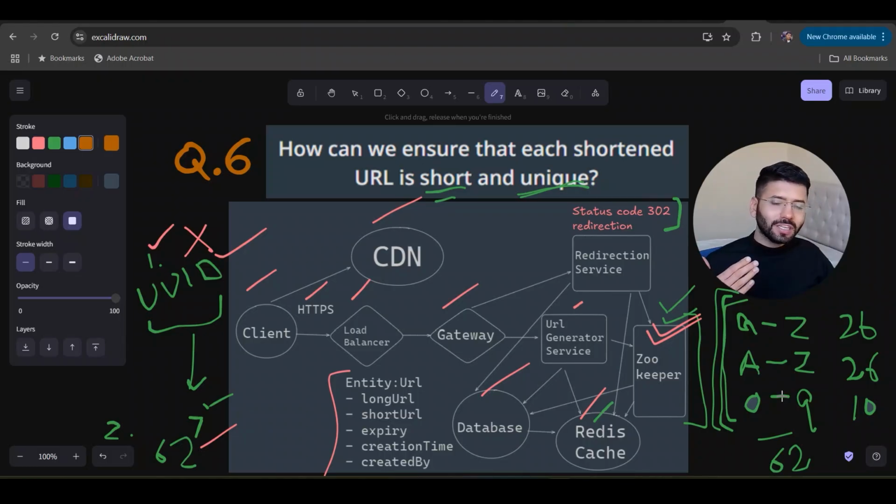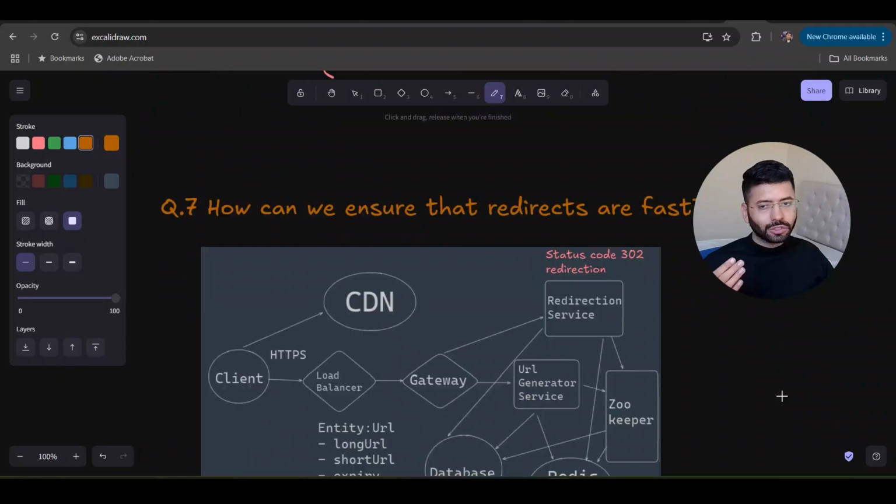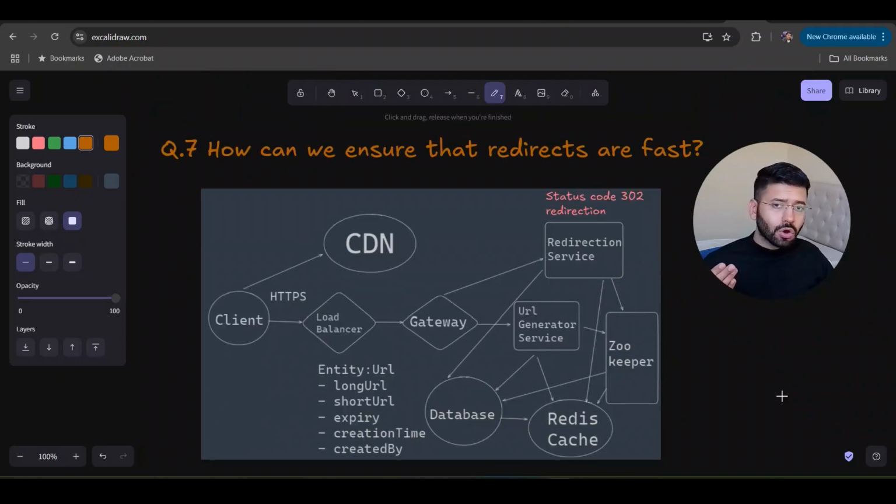Okay, so after this, let's move to the next question. The next question was, how can we ensure that the redirects are fast? As you can see, I have kept the same diagram in this. I did not update anything in the diagram here. I just explained what strategies would make our redirects fast. So the first thing in my answer is CDN.